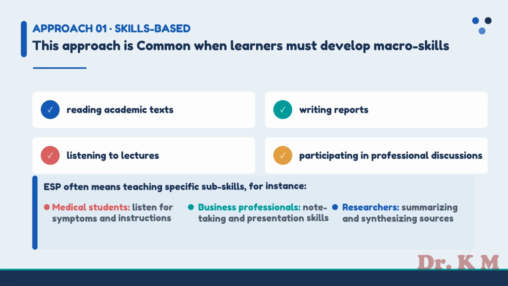This approach is especially common when learners need to develop competence in one or more macro skills, such as reading academic texts, writing reports, listening to lectures, participating in professional discussions. In ESP, this often means not just teaching broad skills, but also specific sub-skills. For instance, medical students may need to listen for symptoms and instructions. Business professionals may need note-taking and presentation skills. Researchers may need to summarize and synthesize sources.